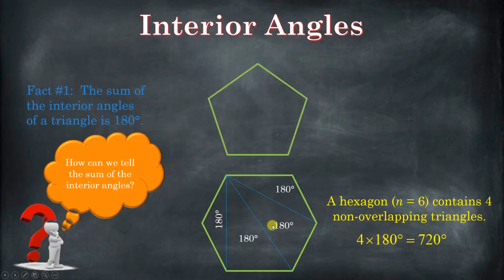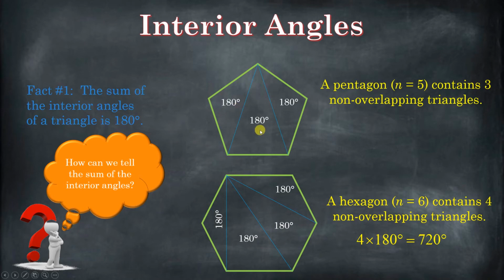So what about a pentagon? Well, let's do the same thing. Let's divide this pentagon into non-overlapping triangles. We have 1, 2, 3 of them. 3 times 180 is 540. So the interior angles of this pentagon add up to 540 degrees as well.